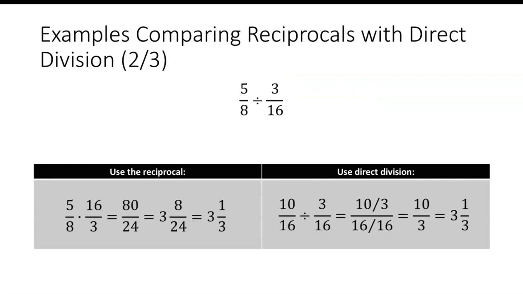For a second example, let's say 5/8 divided by 3/16. Using reciprocal, I would have 5/8 times 16/3, which is 80/24. As a mixed number, that's 3 and 8/24, which reduces to 3 1/3.